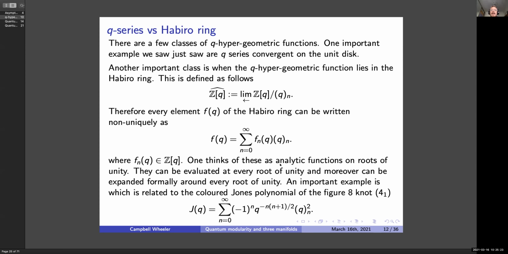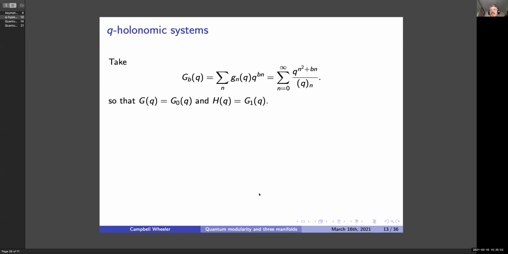Just to give an example, which we'll see again in 2 seconds, is this function J(q). Here we can see we've got the Pochhammers on top now, and then we can multiply it by whatever we want. As long as we have some Pochhammer floating around, we'll see that this is in the Habiro ring, and this is exactly the Kashaev invariant of the figure 8 knot. I'll go through some of the details of that in a second. But the last thing I wanted to mention for these q-hypergeometric functions is that they don't just come by themselves, they come with a whole set of functions.